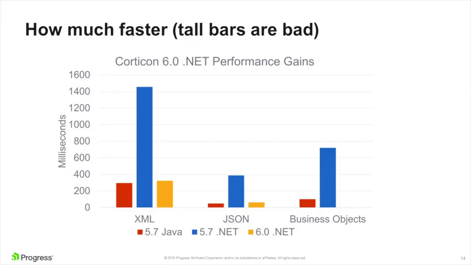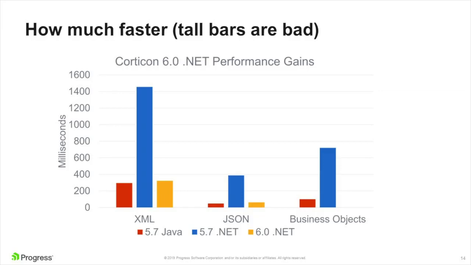Another thing that's really of interest here is if you look at the set of bars in the middle, the JSON, you'll notice all of these bars are smaller than the XML bars. One of the things that we really encourage customers is, ever since we introduced the REST support back in 5.6, you now have the ability to pass JSON to Corticon. And JSON, in all cases, is faster than XML. This just has to do with the nature of what it takes to process XML versus JSON. But if you look to the right at the business objects, you'll see that the JSON is actually faster than the business objects as well.